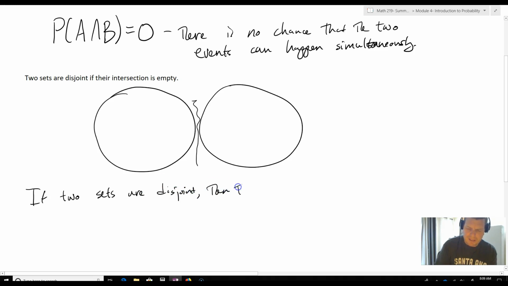If two sets are disjoint, then their events are mutually exclusive. That's kind of the idea. I think that maybe my language is not exactly right. Let's actually change this. Then the probability of their intersection is 0.